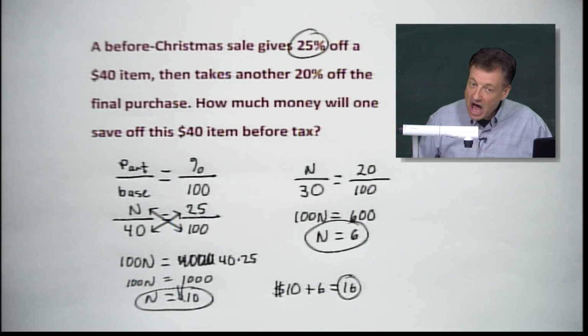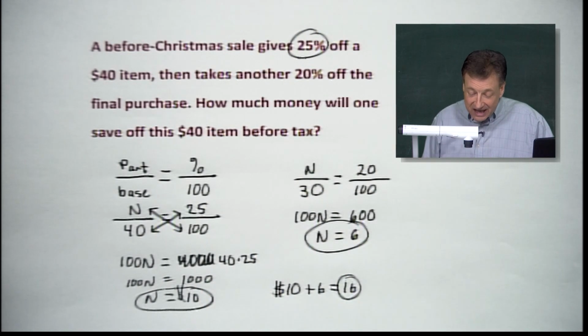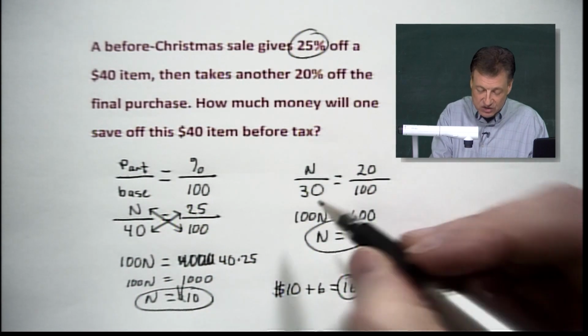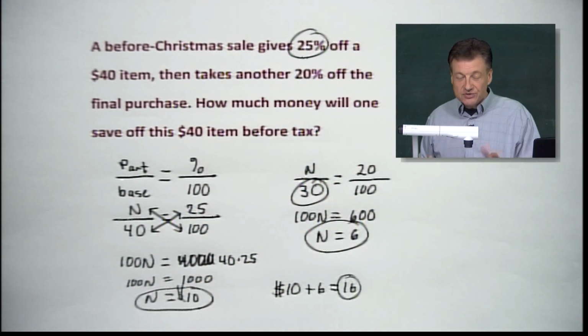Not bad. Sorry, it wasn't a little bit higher. It wasn't 18, but you got to remember, it's based on what you have left over, which in this case was our 30. So there you go.